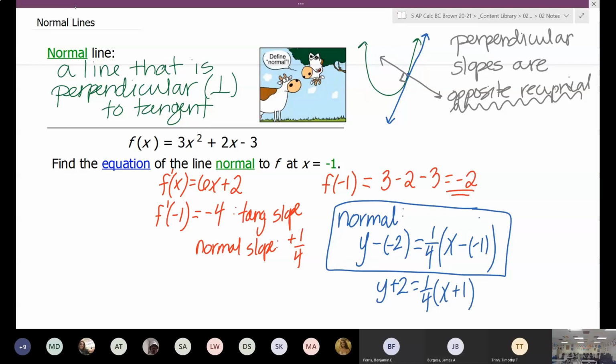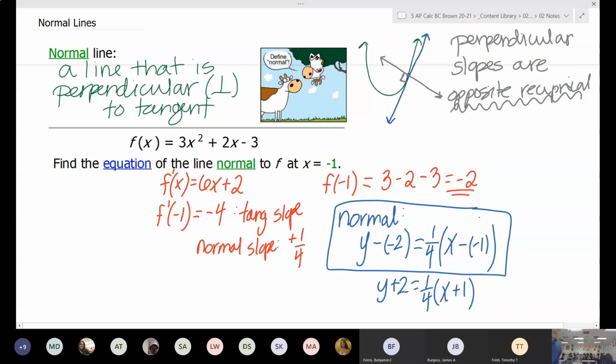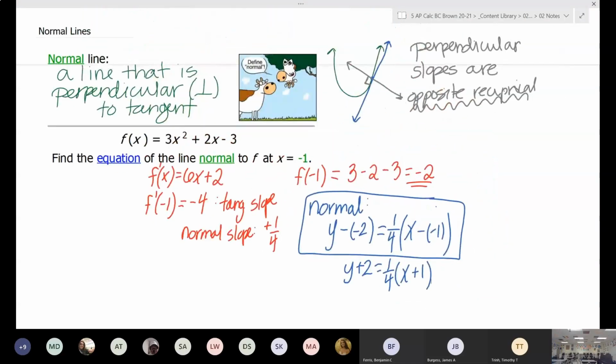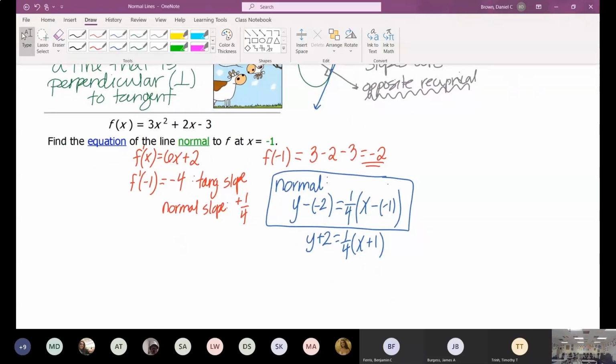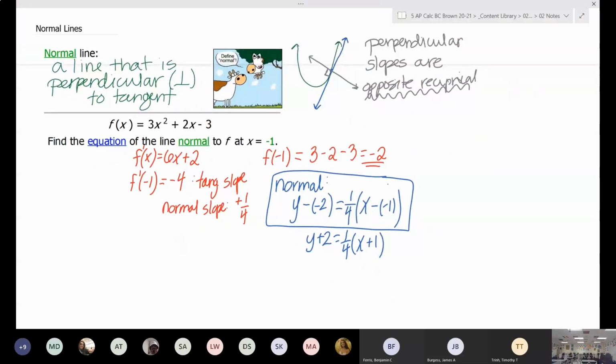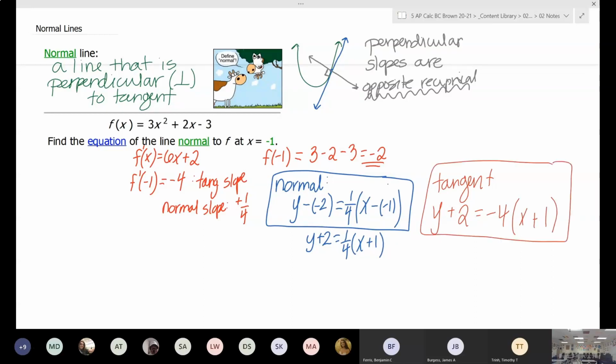If you're comparing this to the actual tangent line, so I didn't ask us to find it, but if we did want to find that tangent line, the line tangent to the graph would basically be that same coordinate, the same point of tangency, but we would have used the original slope given to us by the derivative. So we have tangent lines, and then we also have normal lines. Questions so far?